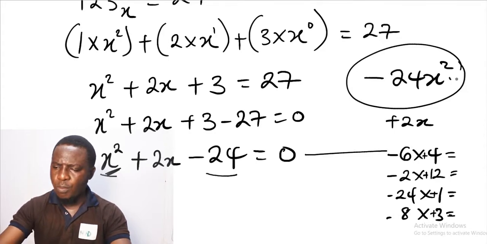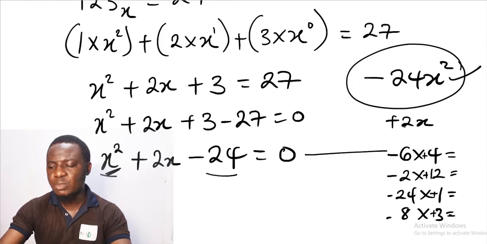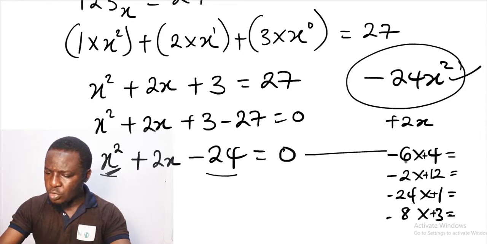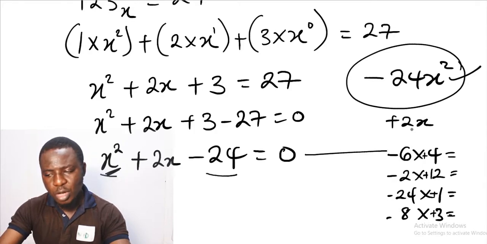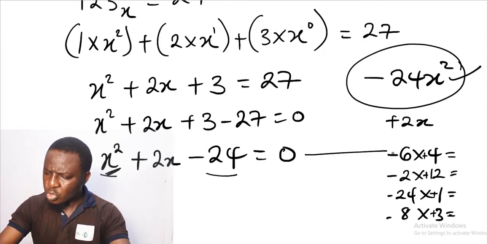But let's see which of them will meet the second criterion, which says when you add them together, it gives you the middle term. And the middle term is plus 2x. If you add minus 6 plus 4, it gives you minus 2, and not 2; we are looking for plus 2. If you add minus 2 plus 12, it will give you plus 10. Far from it. If you add minus 24 plus 1, it gives you minus 23. Far from it. Minus 8 plus 3 gives you minus 5. Far from it. So let's change the signs.